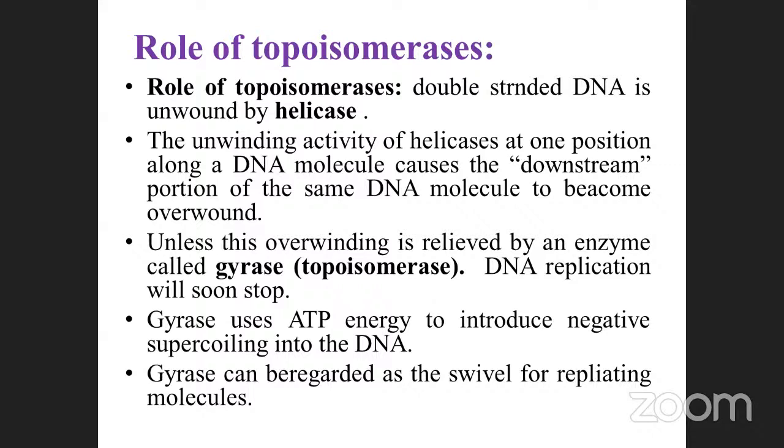The gyrase can be regarded as a swivel for the replicating molecule. This is another point, simply note it down. Topoisomerase, helicase enzyme, downstream effect. Suppose if it is extended, what happens? Automatically the gyrase is required, otherwise DNA replication stops. The gyrase is also otherwise called topoisomerase. Without energy, they will not proceed with their function, so they need energy in the form of ATP. Got it? Okay.